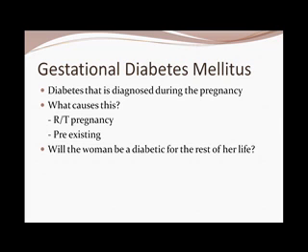Will this woman be a diabetic for the rest of her life? Well, between 15 and 50% of women who are diagnosed with gestational diabetes mellitus will progress to type 2 diabetes mellitus, adult onset diabetes mellitus if you'll recall, later on in life.